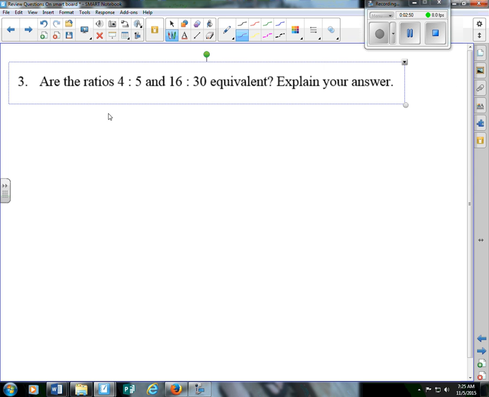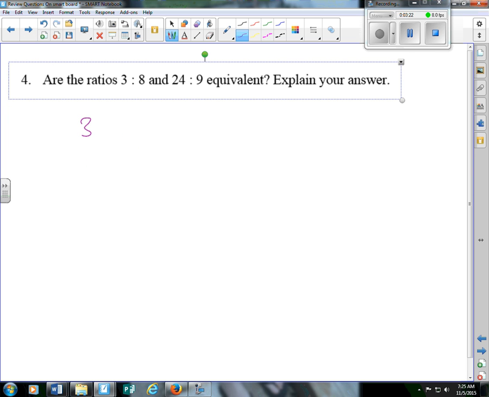Are the ratios 4 to 5 and 16 to 30 equivalent? So what we do is we set them equivalent to each other. What do we have to do to this 4 to make it a 16? We times it by 4. What is 5 times 4? It is 20. So you would say, no, they are not equivalent because when I multiplied 4 by 4 and got 16, 5 times 4 is not 30. Or you could have done 5 times 6. So the numerator would have been 24.